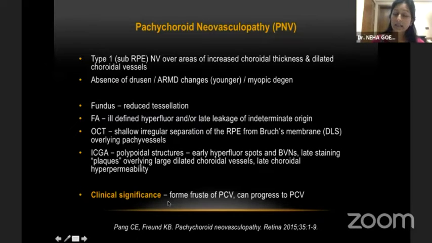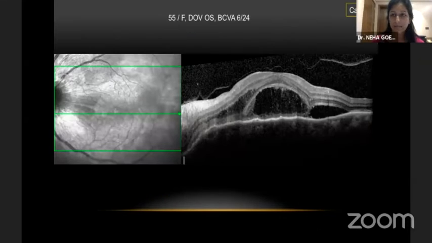Now, this disease is again part of the pachychoroid spectrum and is nothing but a type 1 or sub-RPE neovascularization over an area of increased choroidal thickness and dilated vessels. As opposed to ARMD, these patients are younger, they do not have drusen, and of course, no myopia. So the clinical significance of this disorder is that it could be a forme fruste of PCV, and the management is different from CSC in that you need anti-VEGF treatment.